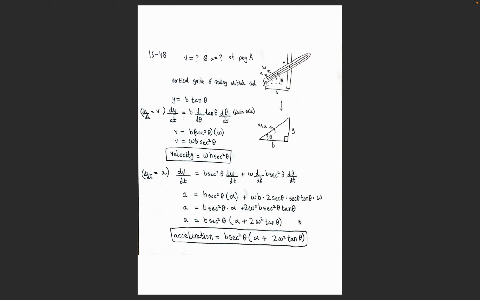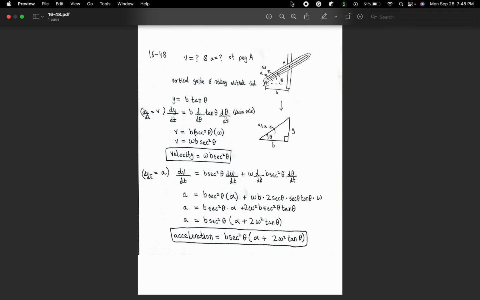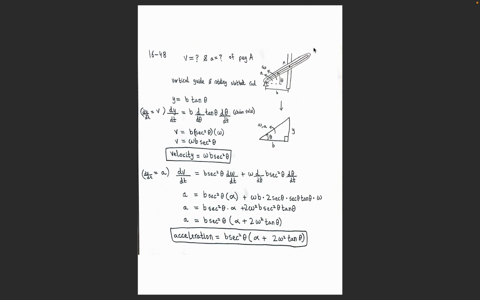So this is how we find the velocity and acceleration of peg A. The simplest thing to do is to draw the diagram, and then it's basically calculus in which you do the differentiation. But you have to keep in mind that you are taking the vertical displacement.